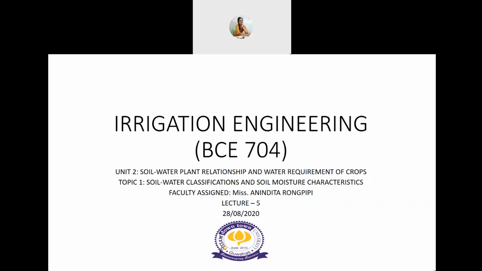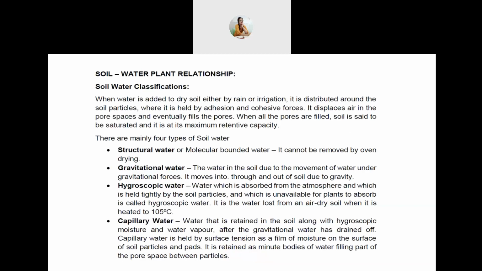Good morning, students. Today we will start a new unit, that is Unit 2, Soil Water Plant Relationship and Water Requirement of Crops. The first topic is Soil Water Classifications and Soil Moisture Characteristics. Soil water plant relationship. Soil water classifications.